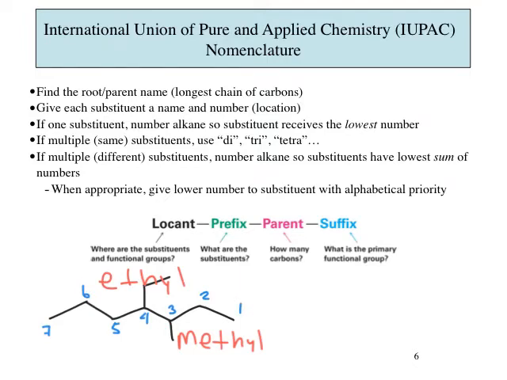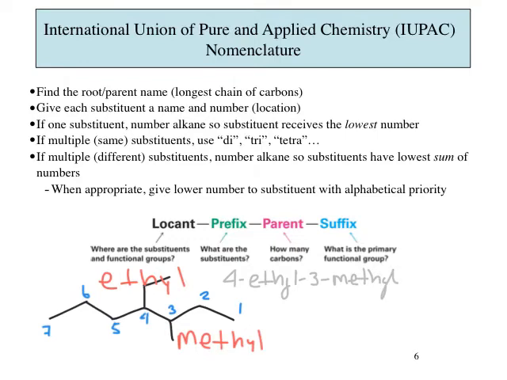Now we're ready to name this molecule, and substituents always come first. The first substituent will have the alphabetically preferred name, so E comes before M. So to begin naming this, we start with our substituents. So we have 4-ethyl, dash, 3-methyl, and that's all for the substituents.